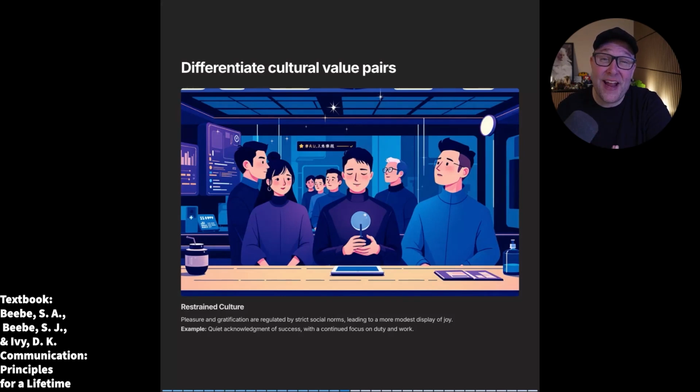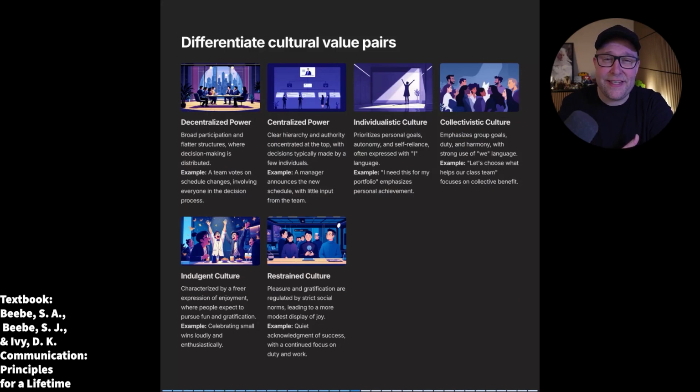A more restrained culture has pleasure and gratification that are regulated by strict social norms, leading to more modest displays of joy. An example is the quiet acknowledgement of success, with a continued focus on duty and work. So to review, we have decentralized versus centralized power, individualistic versus collectivistic culture, indulgent versus restrained culture.